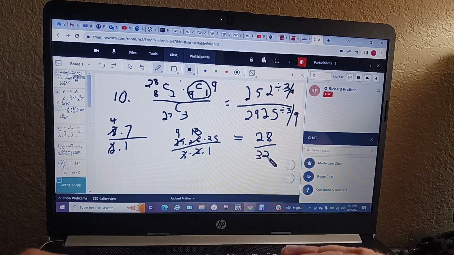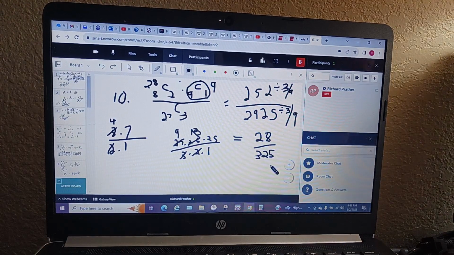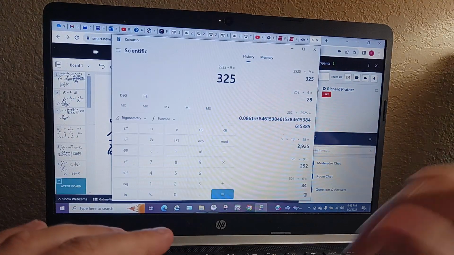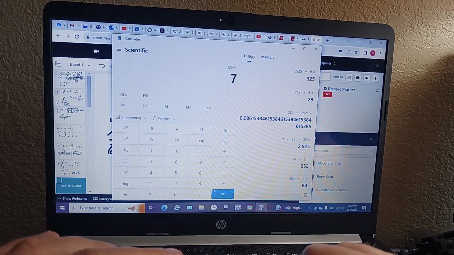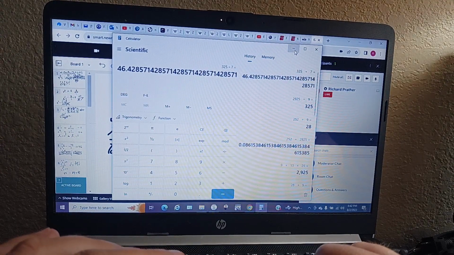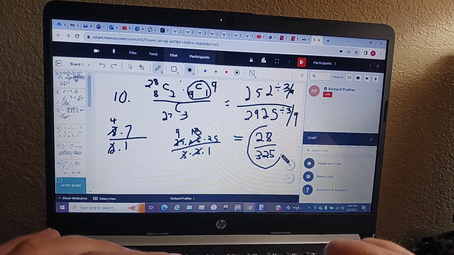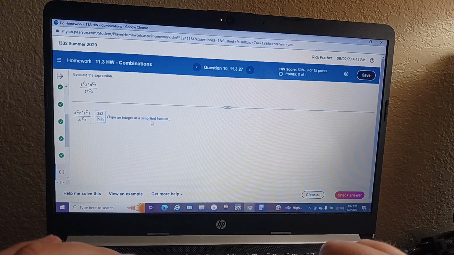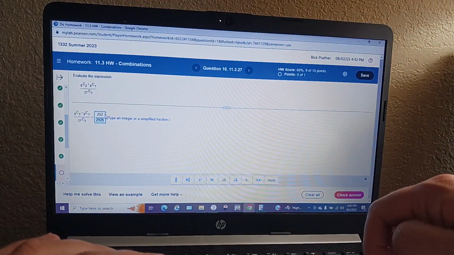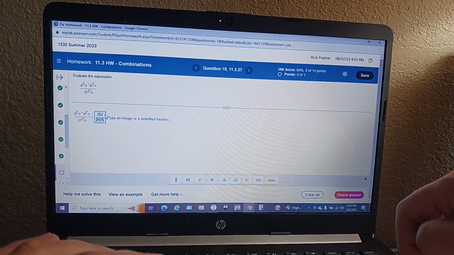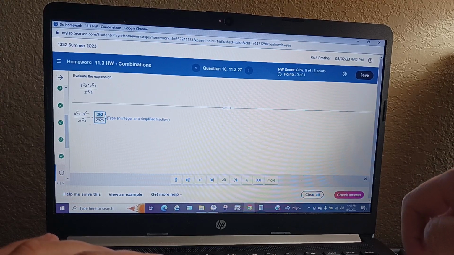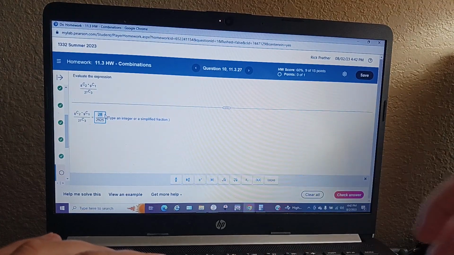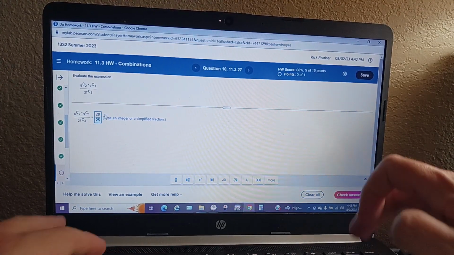Now 28 only divides by 2, 4, and 7. And neither 2 nor 4 is going to divide into 325 because it has to divide into an even number only. I don't know if 7 divides into this, so let's try divide by 7. No. So I'm thinking this is as far as it's going to reduce. 28 over 325. And this is only because they said type an integer or a simplified fraction. They're kind of forcing me to do this here. Whoops. Can't get it to the spot where I want it there. 28 over 325.